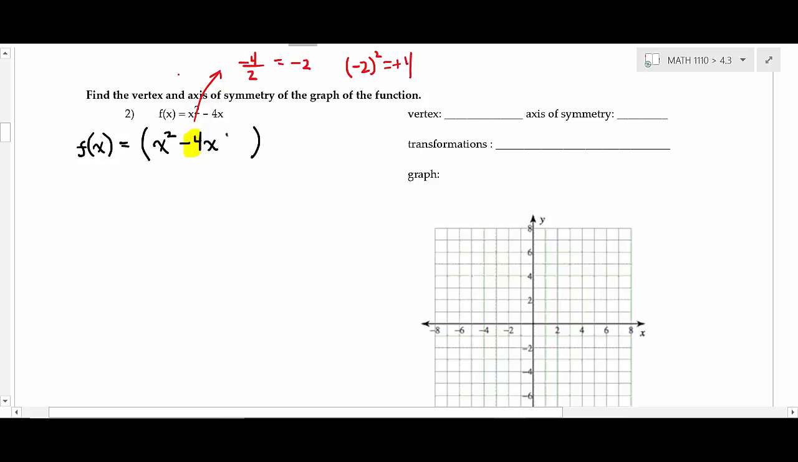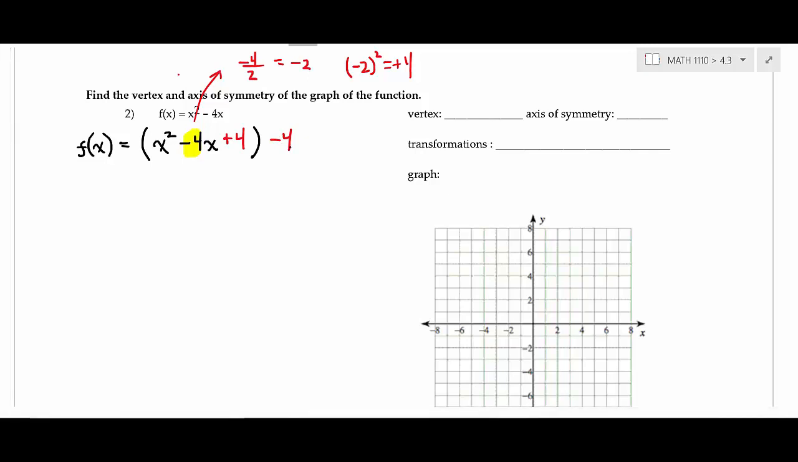So what you do is you put a plus 4 here, but to balance it out, I mean, you're working on this side of the equation. It's not like the circle where you have two sides of the equation. Put a minus 4 there. Okay, that way you're not changing the problem at all. Okay, does that make sense?